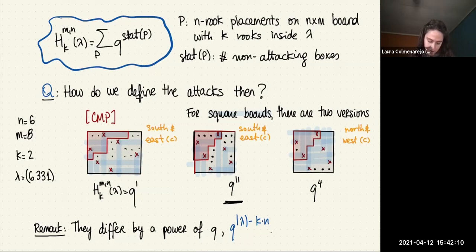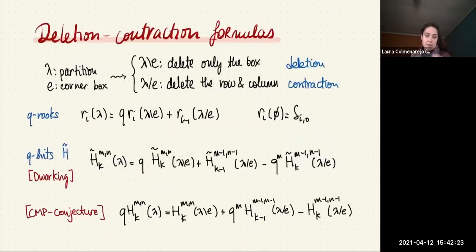So this will contribute as Q to the 13. Okay. Now I was saying that there were deletion and contraction formulas. Many of the results that we are proving are coming from having deletion contraction formulas.